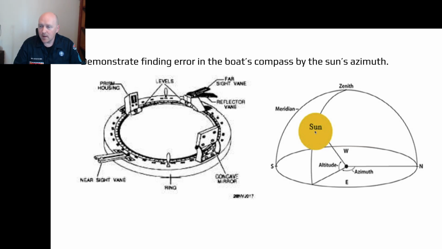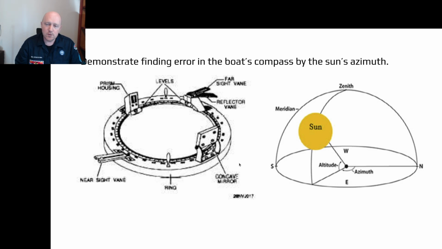So you can see here, if you're here at any given time and the sun is up in the sky, there's two ways to define where it is. One is how far over it is, and one is how far up it is. How far up it is is the altitude, and how far over it is is the azimuth. And so this lets you figure out what that azimuth is.